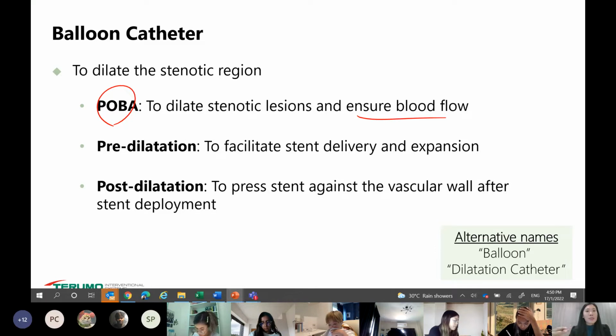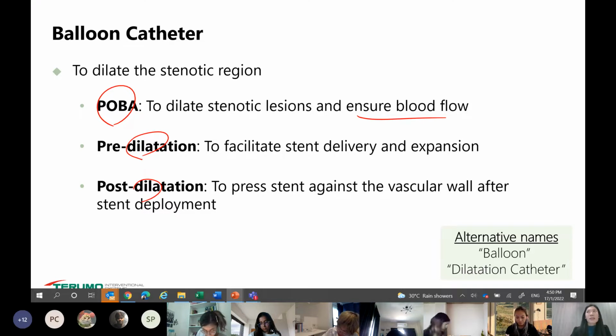However, in recent years, we realized that after you balloon it, the lesion will somehow return. Even if you compress it like fats, after a while it actually comes back to its original volume, so your vessel becomes thinner again. So POBA, plain old balloon angioplasty, does not actually work very well. Typically, what balloon is used for now is pre-dilatation and post-dilatation.